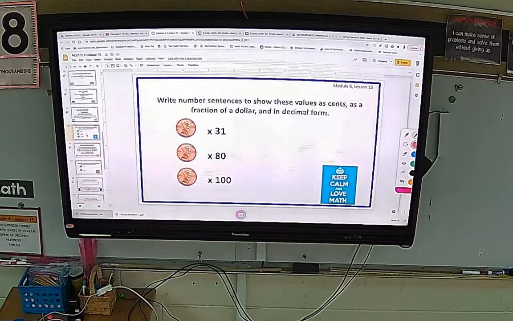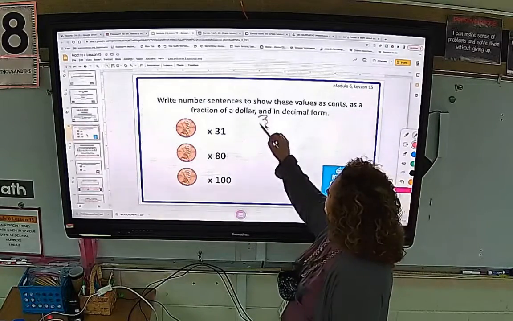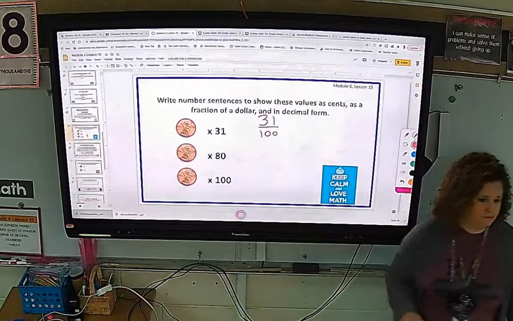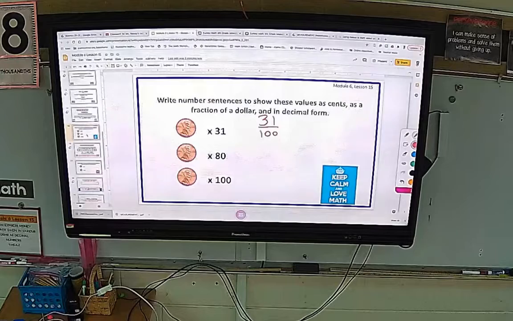Alright, so what does the fraction look like? Faith, what do you think? Alright, Faith is saying 31 hundredths. I'll write that down. Anybody agree with that? Is that what you had? Is that what anybody else had? Just a couple people? Okay, that is correct. I think I saw that on a lot of boards.